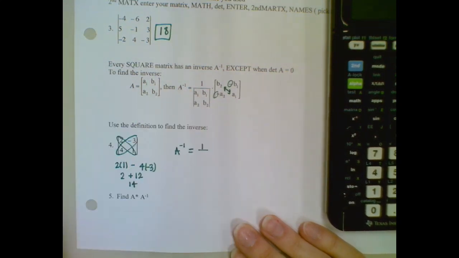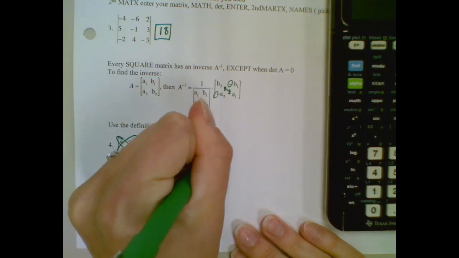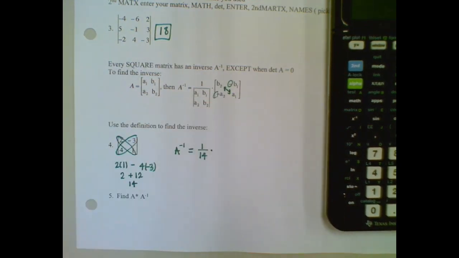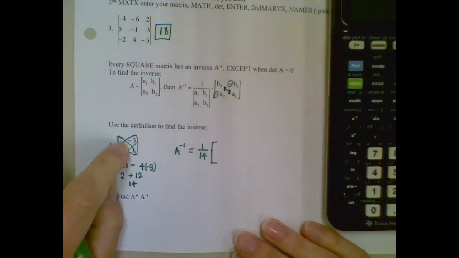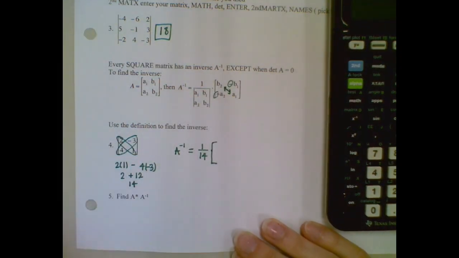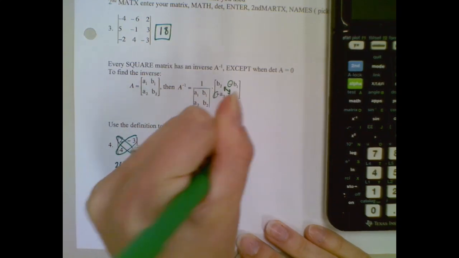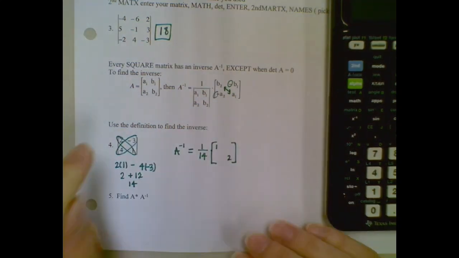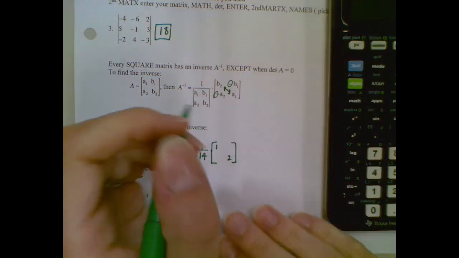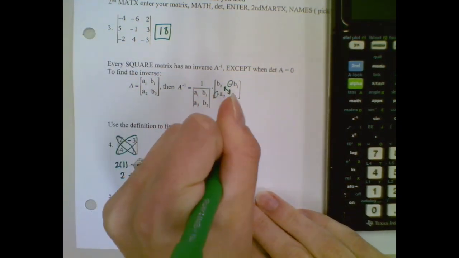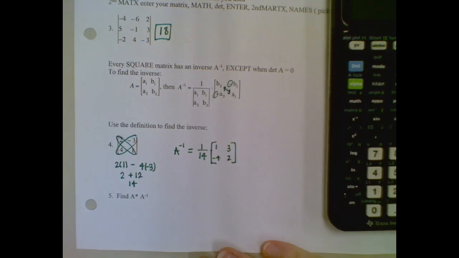So my inverse, I'm just going to label this as matrix A, is going to be 1 over the determinant of 14 times, I'm actually just going to do this. We're going to switch the 2 and the 1. So I got a 1 and a 2 there now. Those switch spots. And then I have to change the signs of these guys right here. So this becomes positive 3 and negative 4. That's your setup.